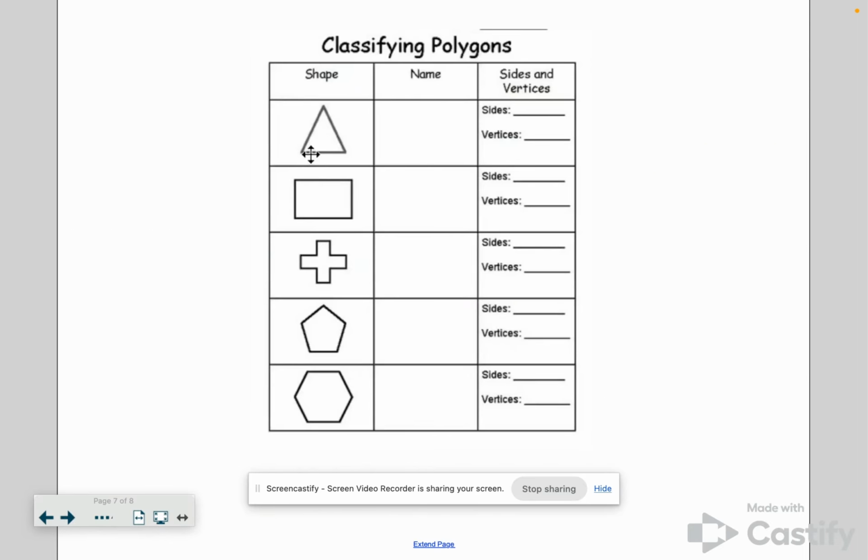Go ahead and see if you can do these 4. See if you can figure out what their special name is.